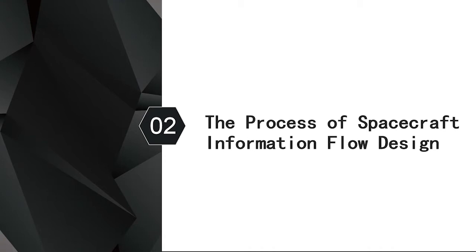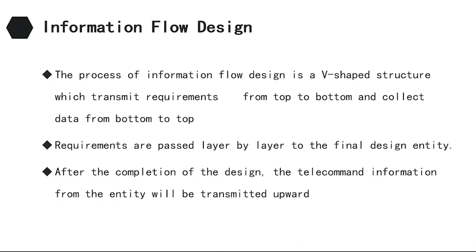Part 2. The process of spacecraft information flow design. The process of information flow design is a V-shaped structure which transmits requirements from top to bottom and collects data from bottom to top. Requirements are passed layer by layer to the final design entity. After the completion of the design, the telecommand information from the entity will be transmitted upward.